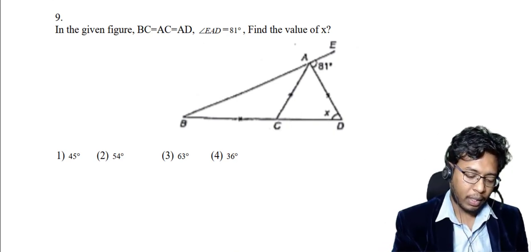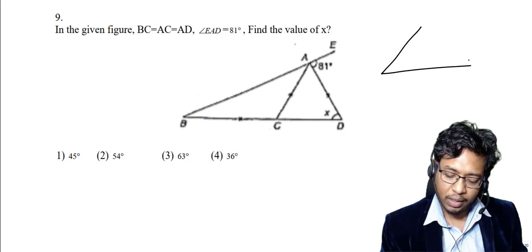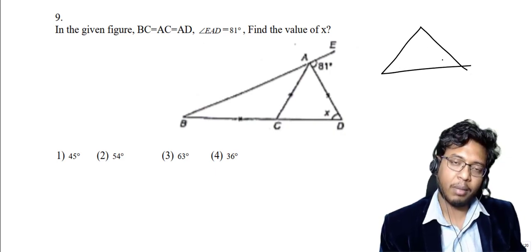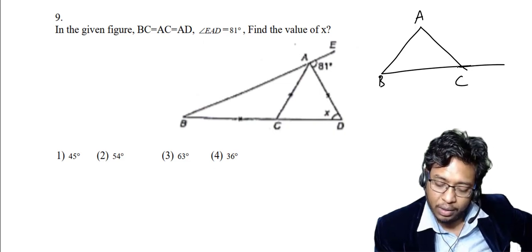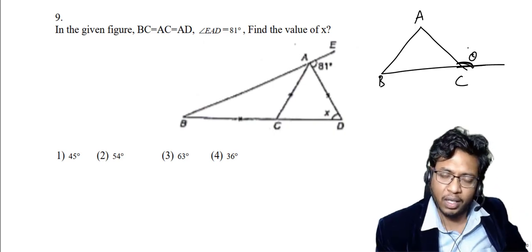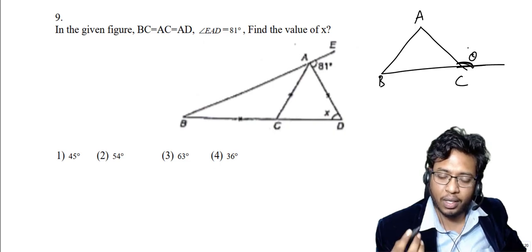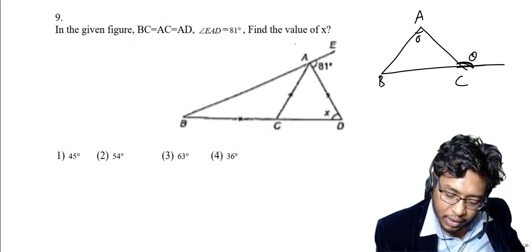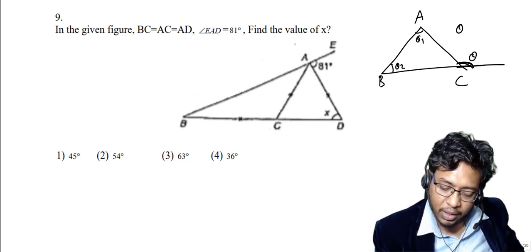I would like to tell a concept here again. See here, in any triangle, external angles are extremely important. If I take triangle ABC, this angle will be my external angle, right? Exterior angle. You take any triangle, the exterior angle will be equal to the sum of opposite interior angles. So if this is theta 1 and this is theta 2, my theta will be equal to theta 1 plus theta 2.